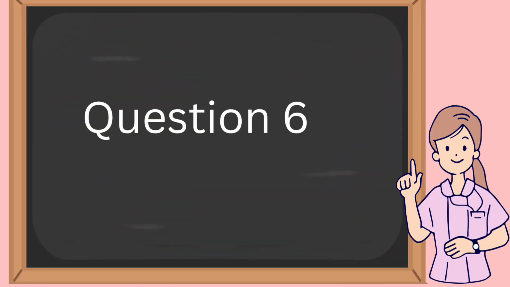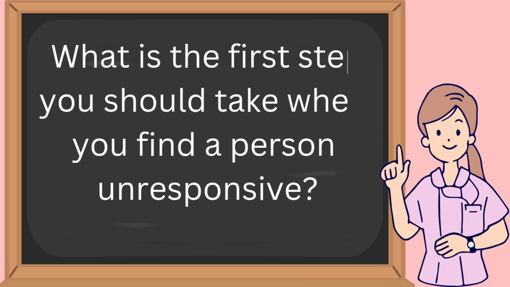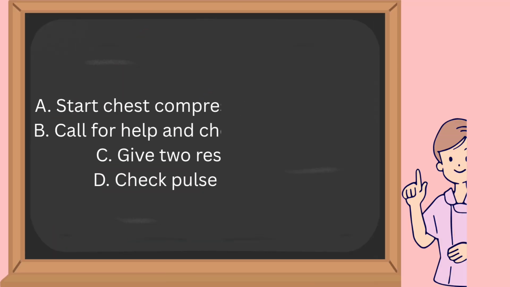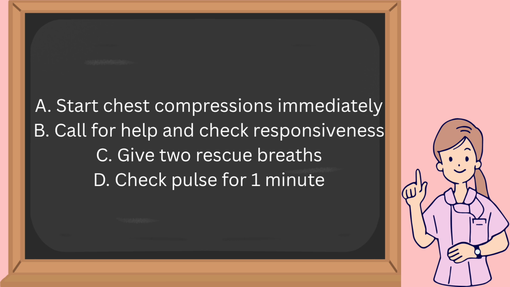Question 6. What is the first step you should take when you find a person unresponsive? Option A. Start chest compressions immediately. Option B. Call for help and check responsiveness. Option C. Give 2 rescue breaths. Option D. Check pulse for 1 minute.